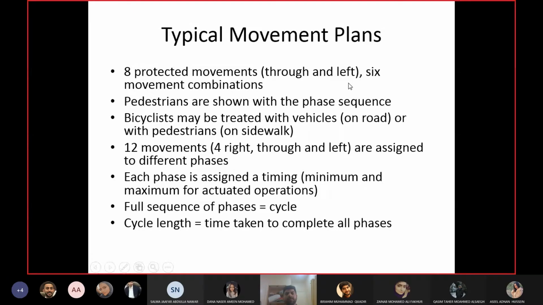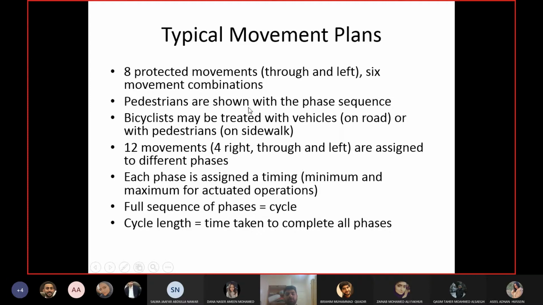These are the normal conditions for developing the movement plan. Obviously, you can think of any innovative way, and then you can have more than 6 combinations as well, and you may have more than 8 protected movements as well. Like I told you, I have seen an intersection in Bahrain where even the right turning is protected. And in Saudi Arabia, I think it is becoming more common that the right turnings are protected. You have to follow a signal for the right turn as well.